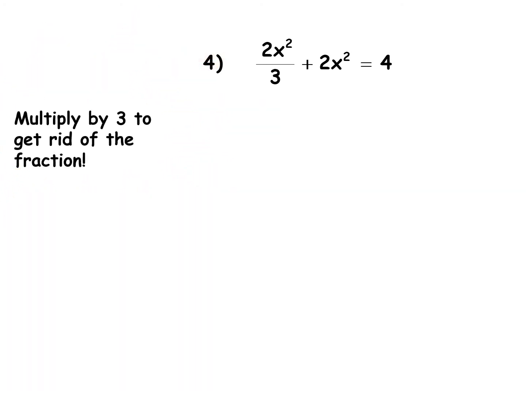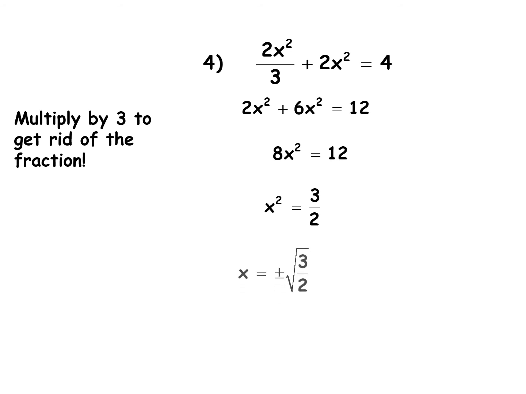So first you want to multiply by 3 to get rid of that fraction. So I'll have 2x squared plus 6x squared equals 12. I'm going to combine my like terms, divide by the 8 to get the x squared term alone, take the square root of both sides, not forgetting my plus or minus. But now what I have is the square root of 3 over the square root of 2, so I have a radical in the denominator. So I need to rationalize that denominator by multiplying by the square root of 2 over the square root of 2. So my answer will be x is plus or minus the square root of 6 over 2.